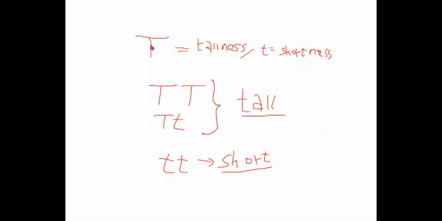Let's look. For example, capital T is for tallness and small t is for shortness of a person's height. Capital T capital T and capital T small t will be tall. This is the phenotype, this is the genotype. Capital T homozygous will be tall. Capital T small t heterozygous will also be tall. Here small t is present, but the person is not short because tallness will dominate shortness. Shortness will be expressed only when it is homozygous, small t small t.